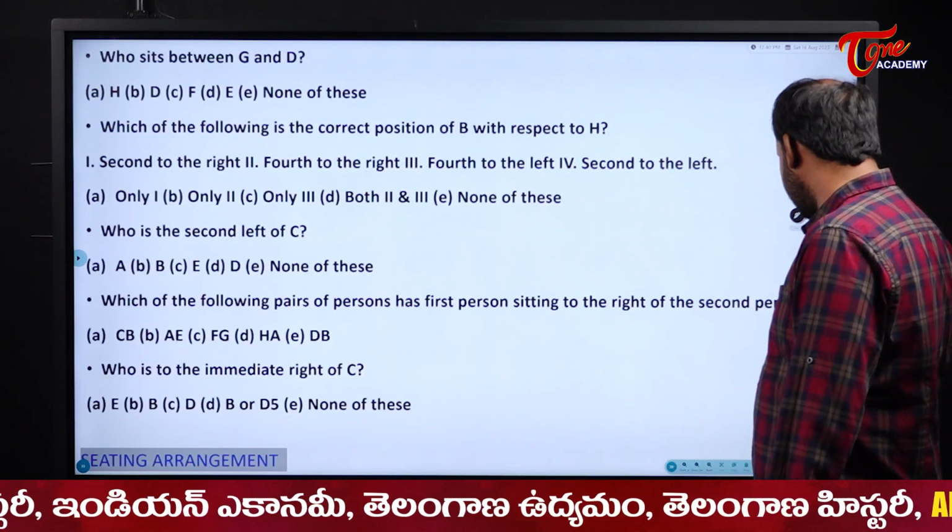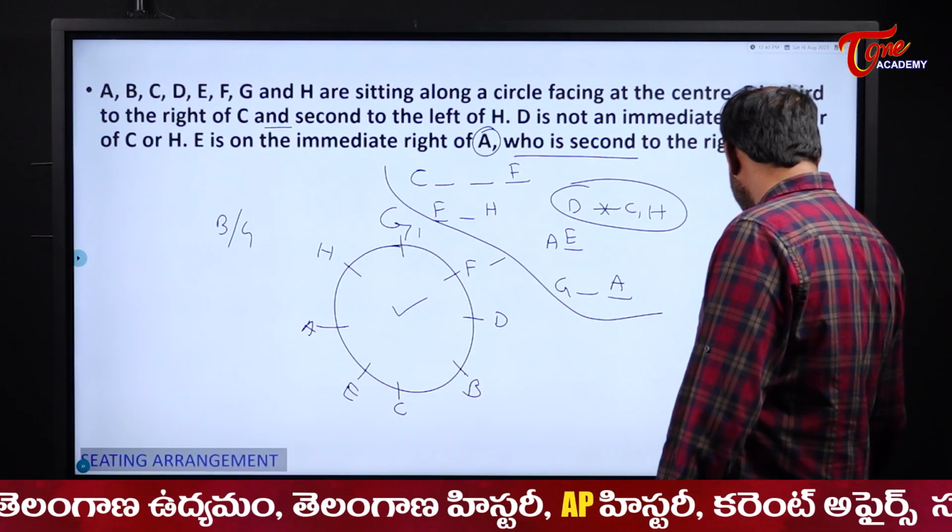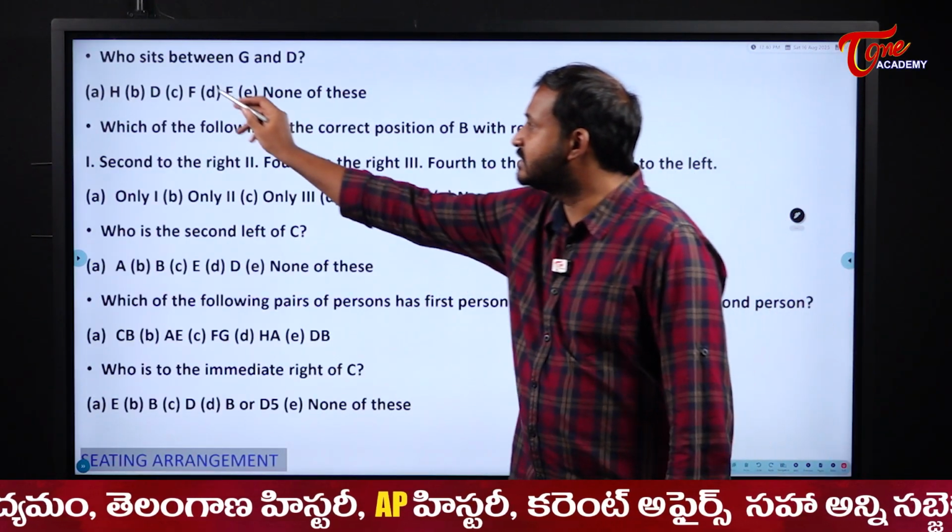Who sits between G and D? Who is sitting between G and D? F. F is sitting between G and D.